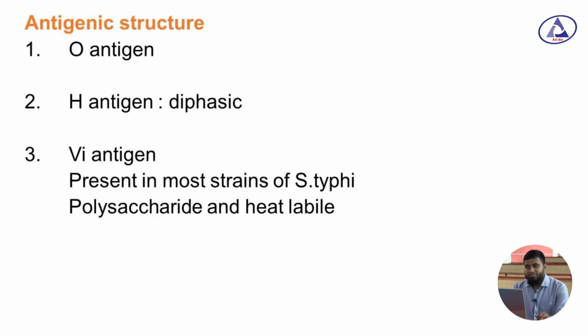Now the antigenic structure. Salmonella has the O antigen, which is polysaccharide in nature, and the H antigen, which is protein in nature. H means flagellar antigen and O means polysaccharide somatic antigen. The H antigen is diphasic in nature, and there is also the Vi antigen, which is polysaccharide in nature and heat labile.